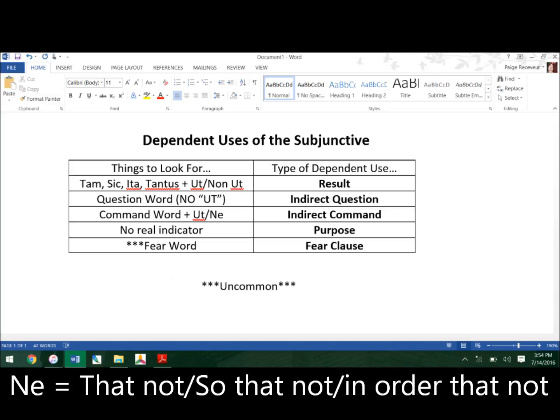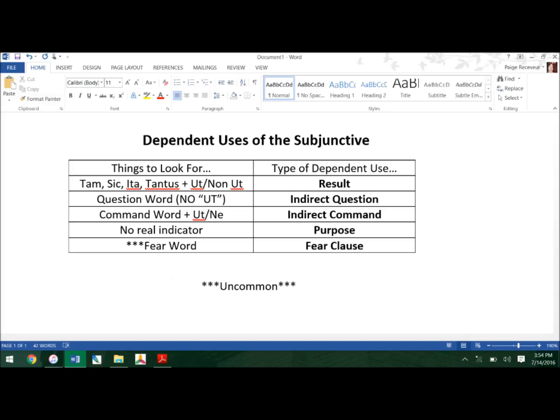And ne is the opposite of ut. So the same way that if you wanted to say sum, I am, as a positive, and you wanted to say I am not, you would say non sum. Instead of non ut, most of the time it's just going to be ne. I've created a flowchart so that you can identify what type of dependent use of the subjunctive is in the sentence, with only a few indicators. Let's start at the top of the chart.